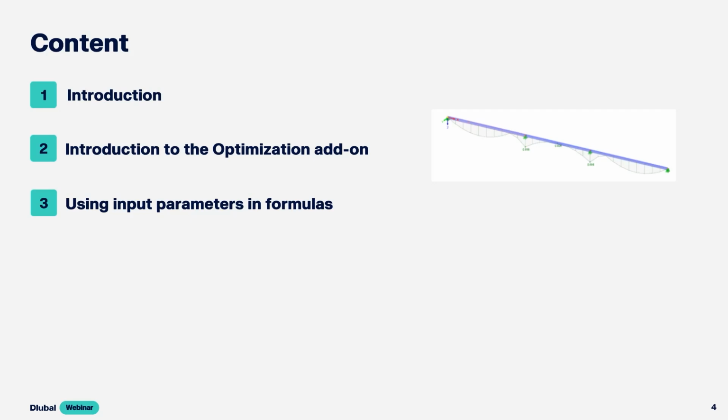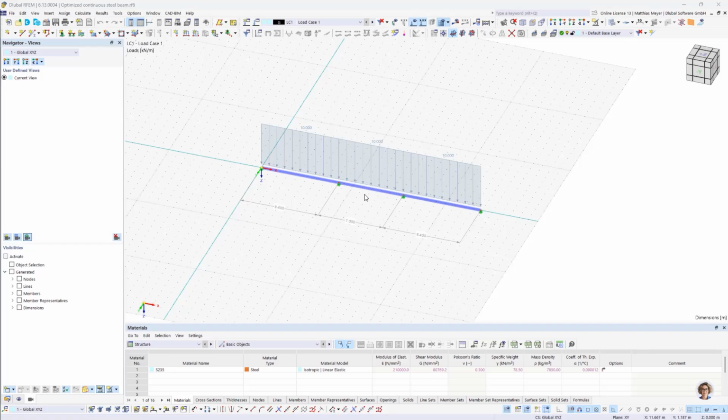Today we want to deal with the optimization add-on, and first of all I want to show you how to activate the add-on and give you a small introduction. After that, I'm going to show you how you can use this add-on to optimize global parameters and how to use parameters in formulas and optimize them. So we are going in.